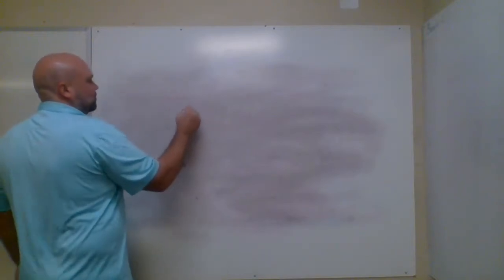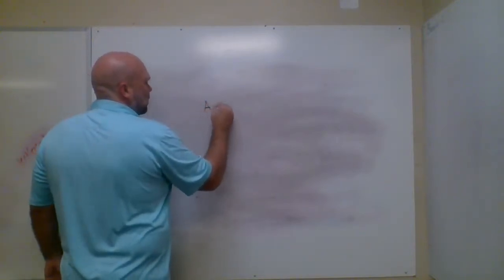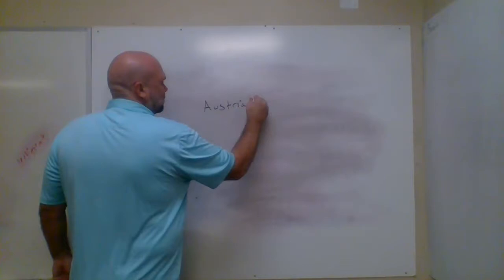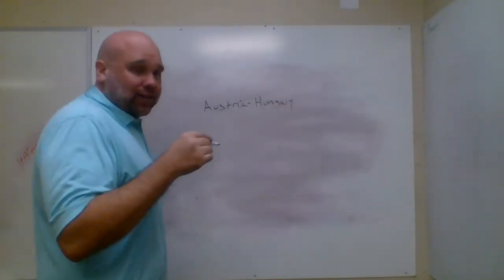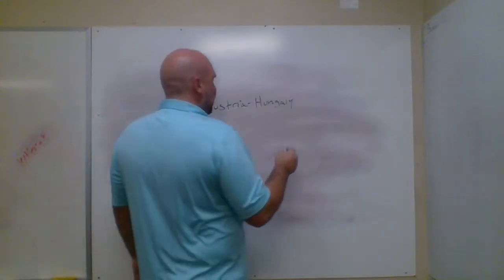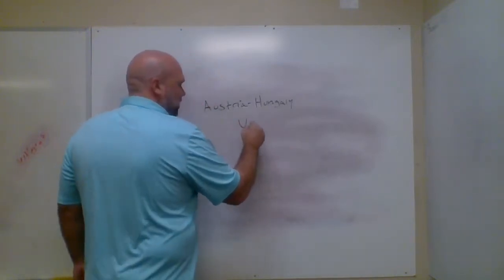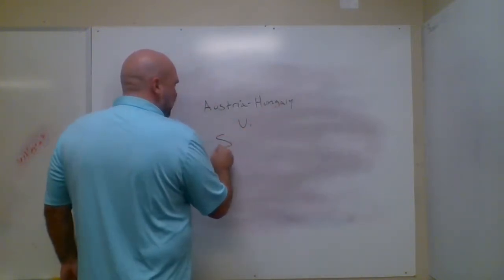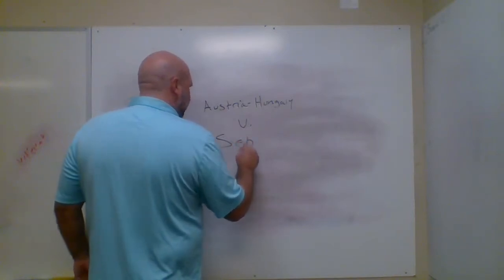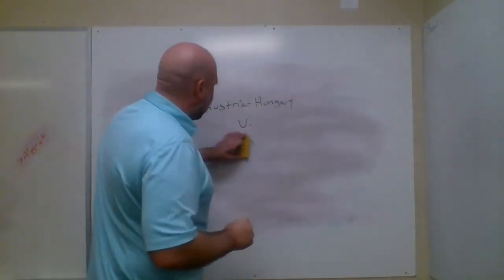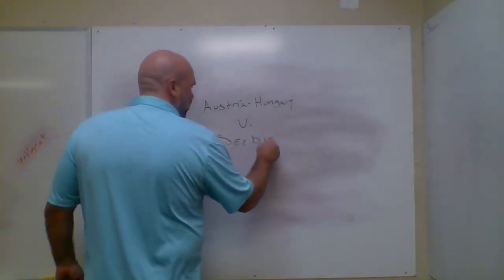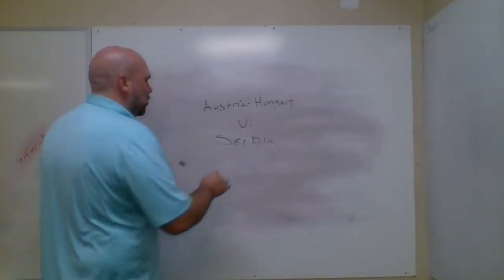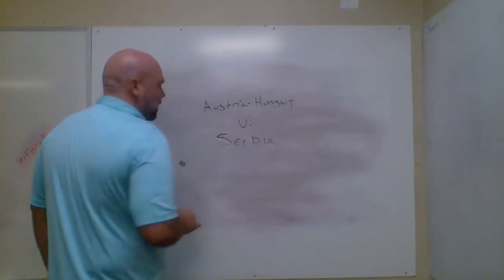Are you ready? We had Austria-Hungary. That was where Francis Ferdinand was from. We had versus. They had declared war on the little country of Serbia. Oh, I need to put an R in there. Serbia. All right, so Austria-Hungary declares war on Serbia.